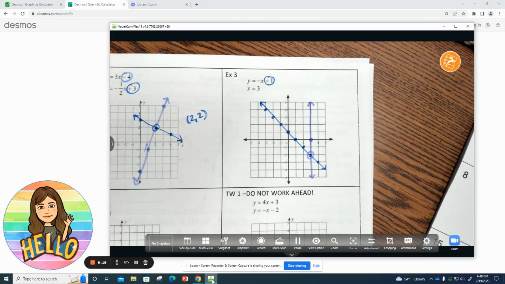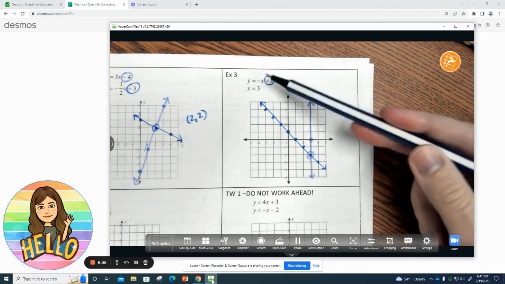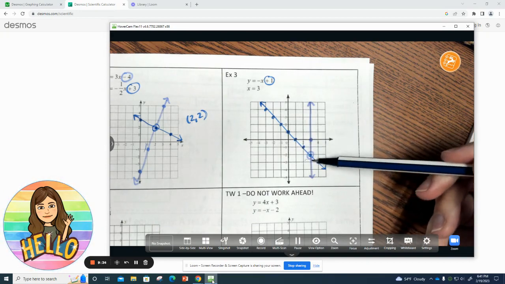Okay, after comparing with our group, now you're going to look up here and check and see if you have done yours the same as mine. As you can see with this first equation, we have started at +1. Our slope was -1, so that means down 1, right 1, down 1, right 1, down 1, right 1.